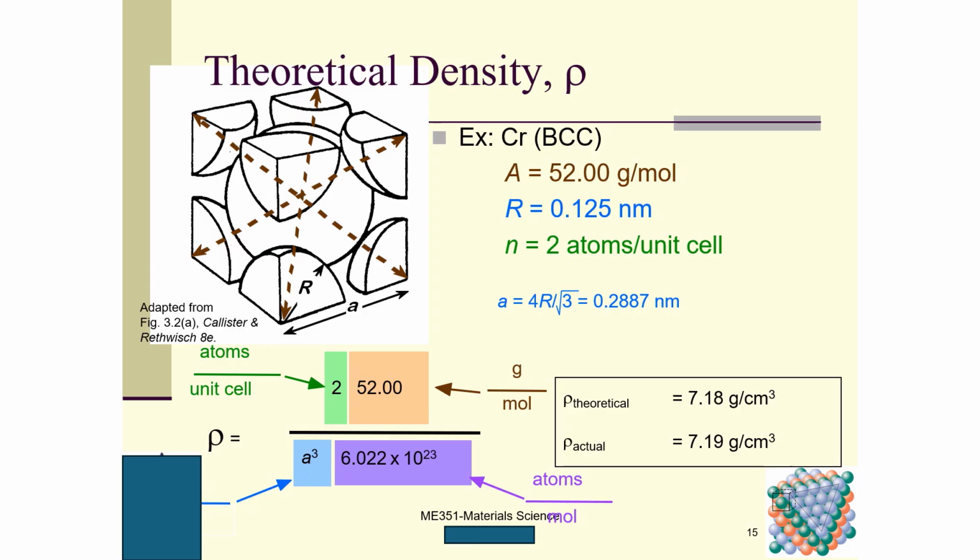So based on this equation, R is the radius, in nanometers. This is a nanometer here, and you can calculate this. A is in nanometers, and then you just plug in all these numbers here and calculate the rho. This rho equals 7.18 grams per cubic centimeter. So this is theoretical, this is actual.